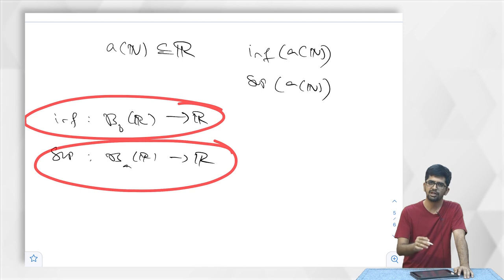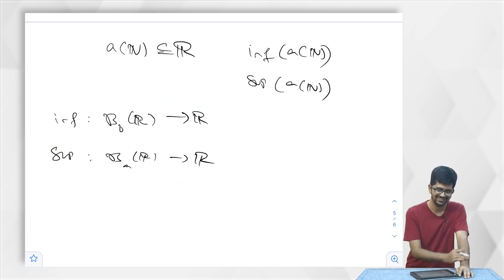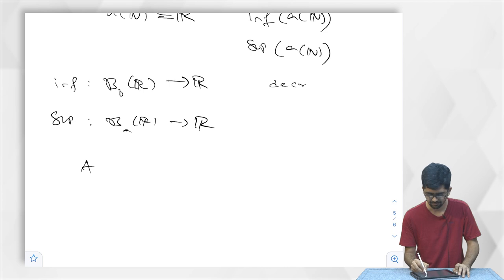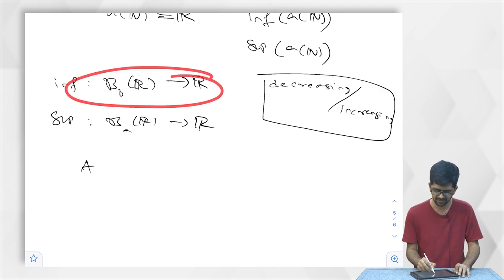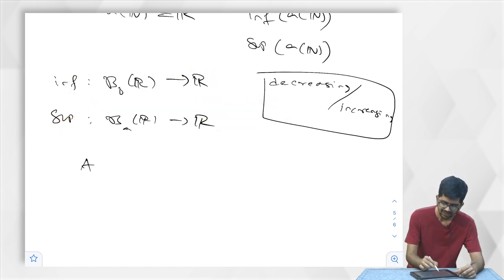This has a property of increasing sequence, decreasing sequence. How? These are actually decreasing or increasing, based on what you choose. If you choose this, something is true. If you choose this, something is true. In the following sense, I'll also tell what it really means.